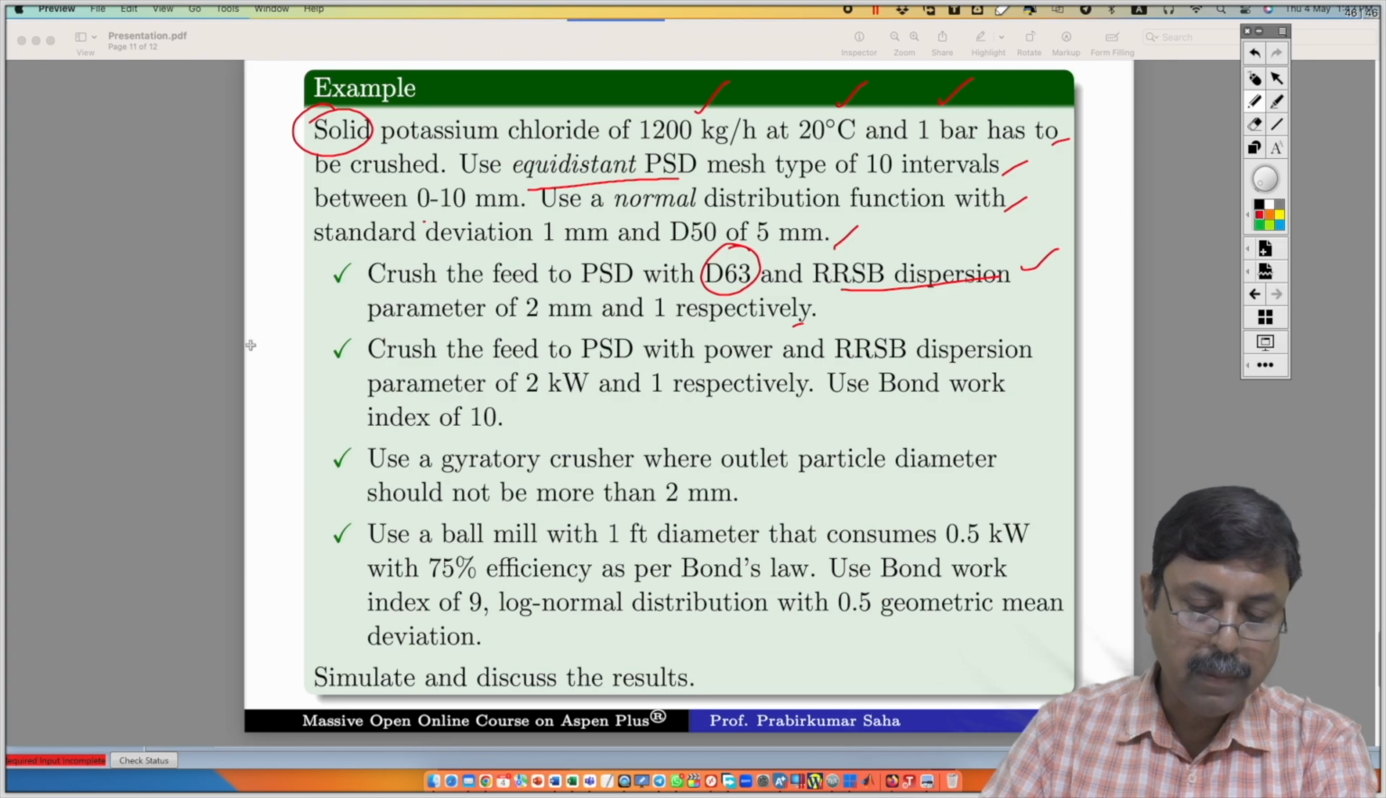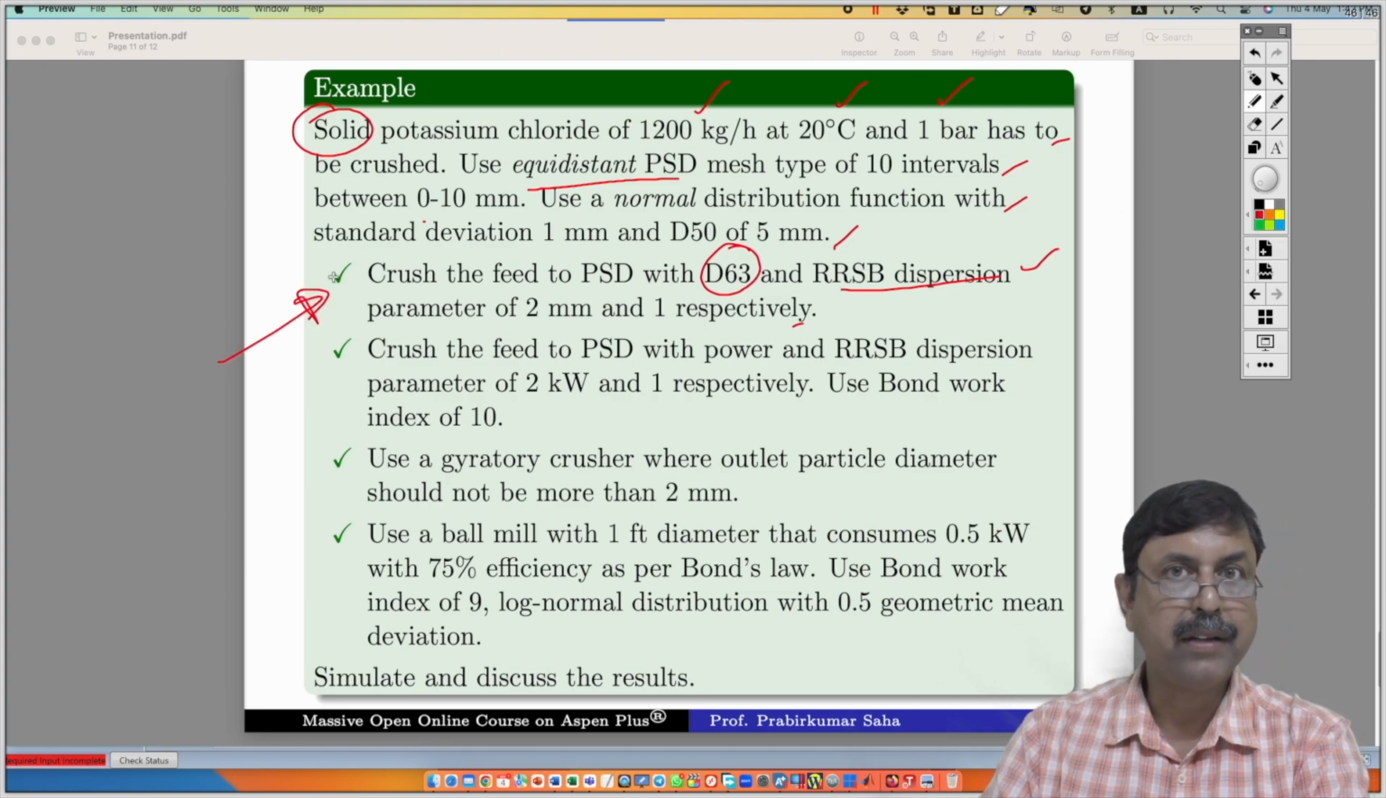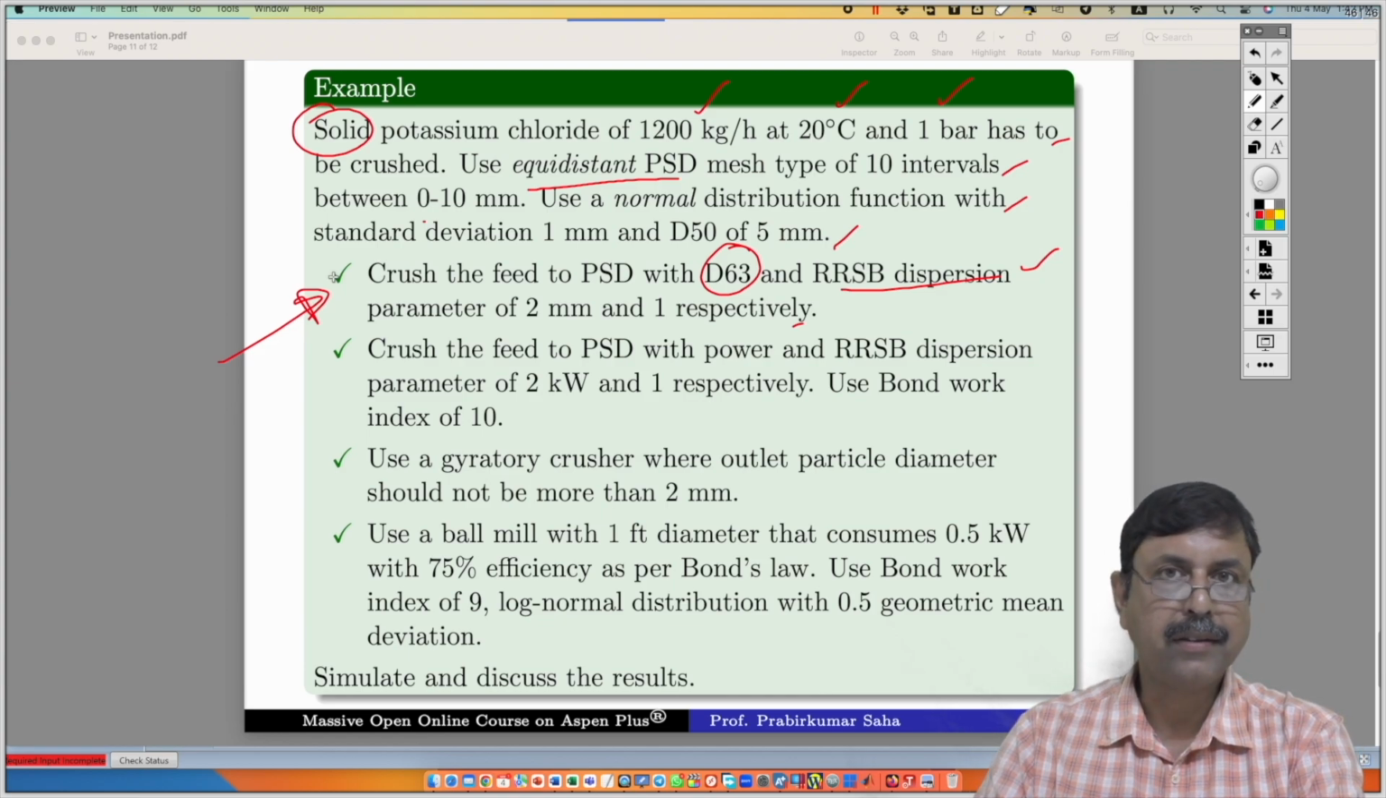Now, this is a problem of the third category, the simplest category, where we are just specifying the particle size distribution and asking Aspen Plus to perform the simulation for us. We are not specifying any crusher, we are not specifying any comminution laws, anything.